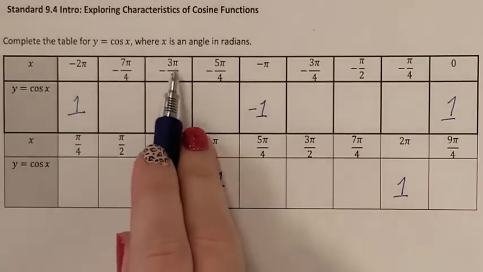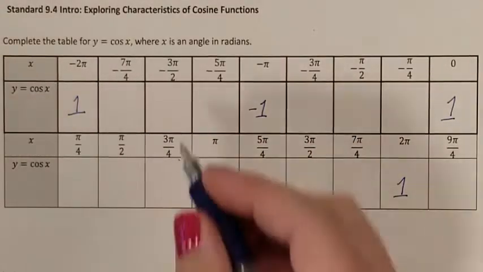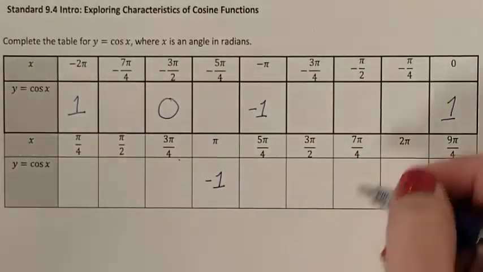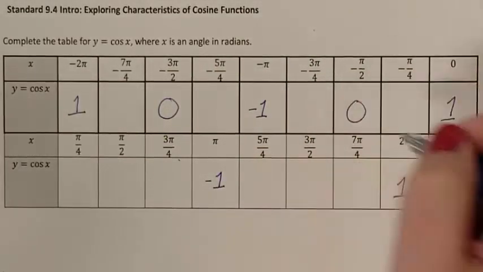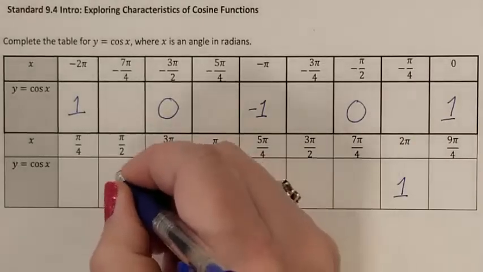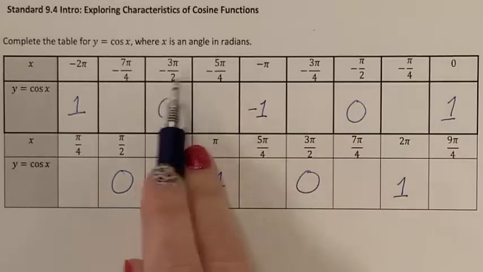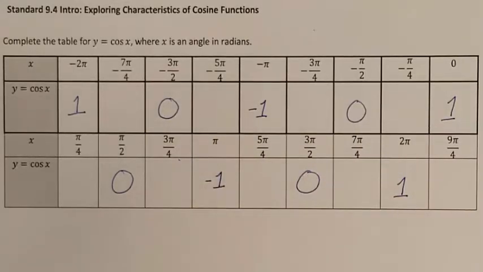You'll observe all of the half values are 0. So negative 3 pi halves is 0. Negative pi halves is 0. Positive pi halves is 0. 3 pi halves is 0. All of the halves are 0.